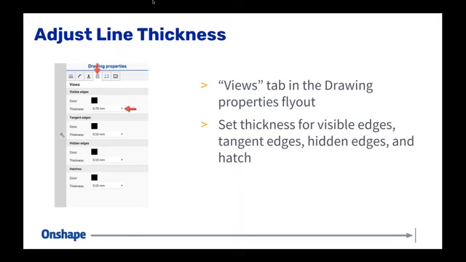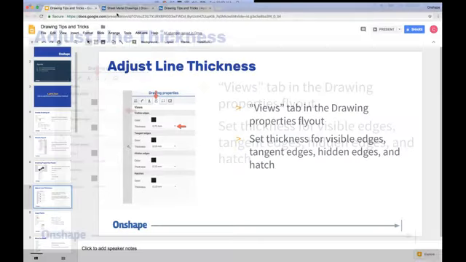So under the Views tab in the Drawing Properties flyout, you have thickness as an option. Right now it's a fixed list, so you can't enter a custom thickness, and it's metric, so you need to convert if you're using inch units. You can also change the colors, but more specifically, you can adjust the thickness of 4 different categories of edges, right? Visible edges, tangent edges, hidden edges, and also hatch. So that's a commonly asked question that I wanted to make sure I took the time to address.